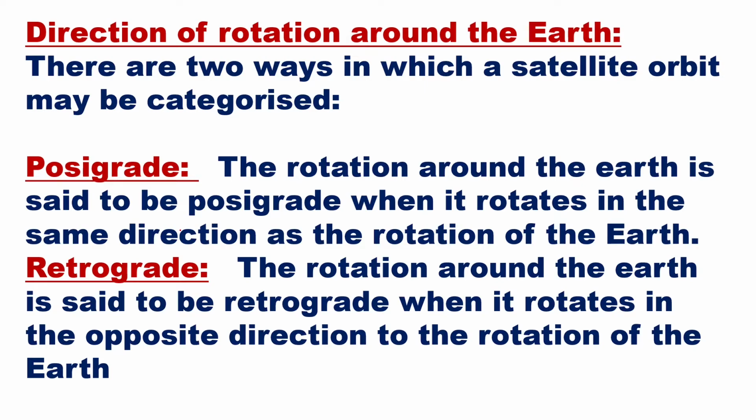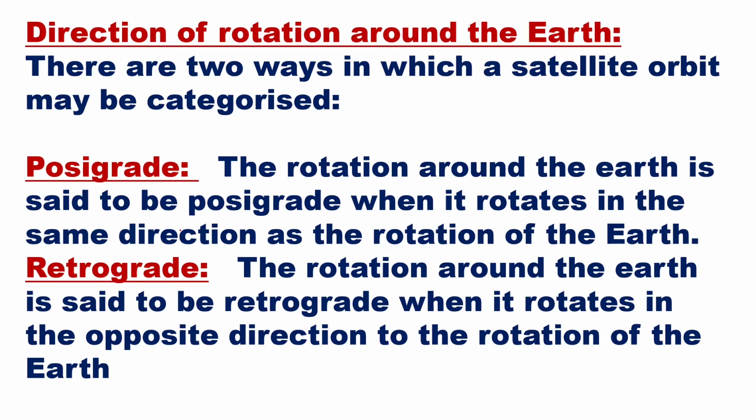There are two ways in which satellite orbit may be categorized. One is posigrade, what we have marked in the answer now. Posigrade says that the rotation around the Earth is said to be posigrade when it rotates in the same direction as the rotation of the Earth. Whereas retrograde says that the rotation around the Earth is said to be retrograde when it rotates in the opposite direction to the rotation of the Earth.